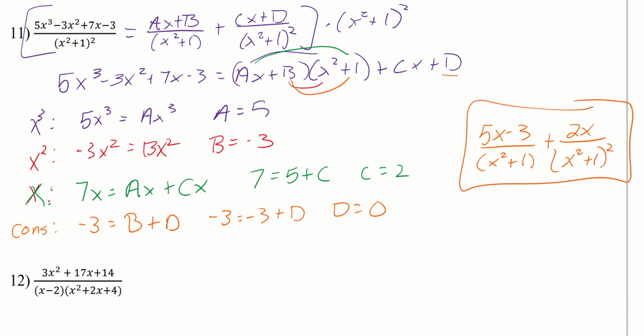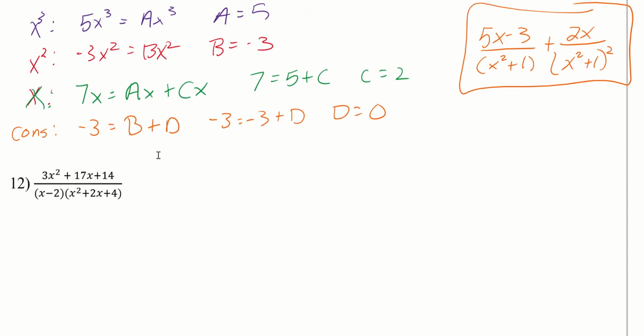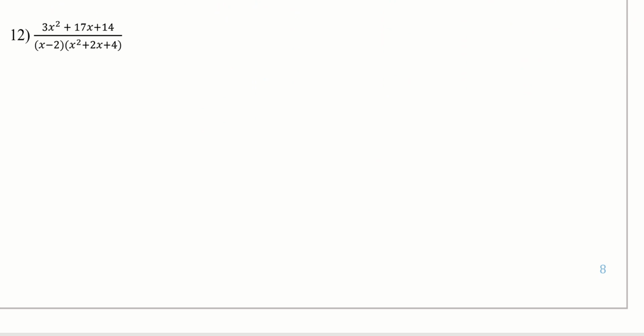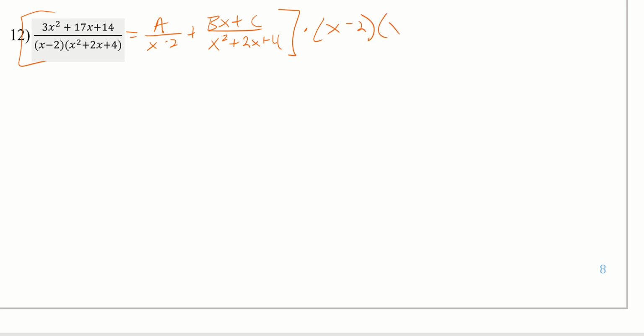Awesome. All right, one last one. Sorry, this one's a longer lesson, but you can kind of zip through it if needed. All right, set up our form here. So a over x minus 2 plus, this is not repeated, but it is degree of 2. So I need the bx plus c. Get that common denominator. Minus 2 x squared plus 2x plus 4.